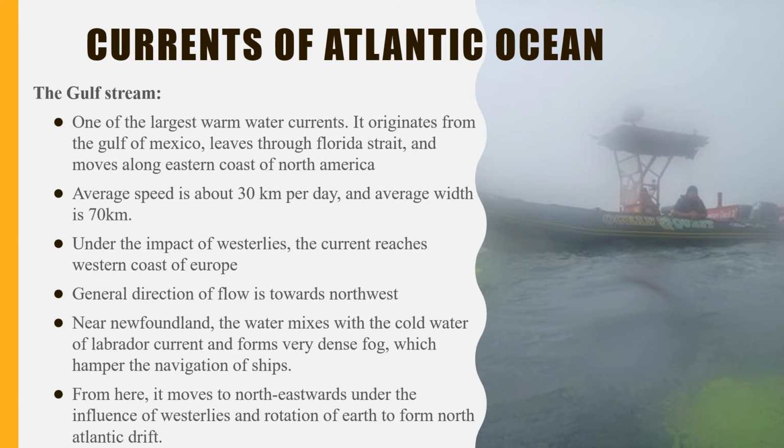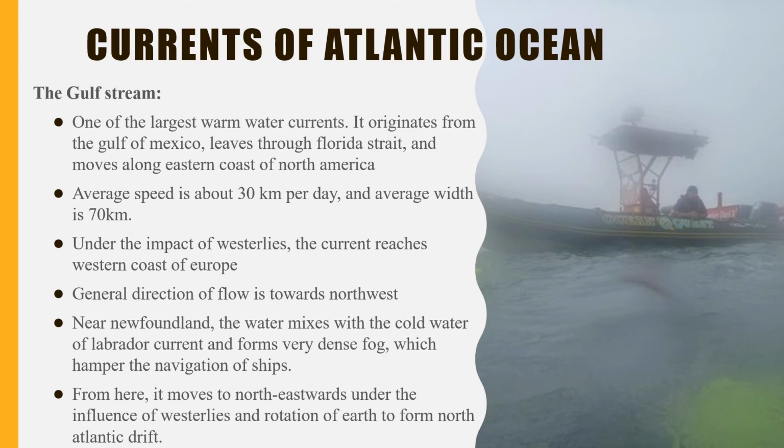Under the impact of westerlies, which is a wind, the current reaches the western coast of Europe. The general direction of flow is northwest. Near Newfoundland, the water mixes with cold water of the Labrador current and forms a dense fog which hampers the navigation of ships. You can see that in the picture.